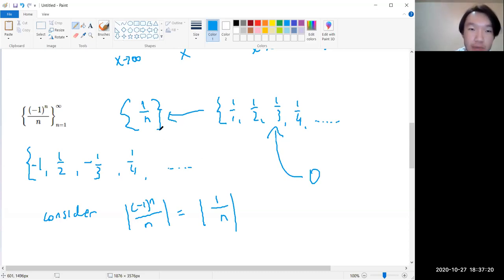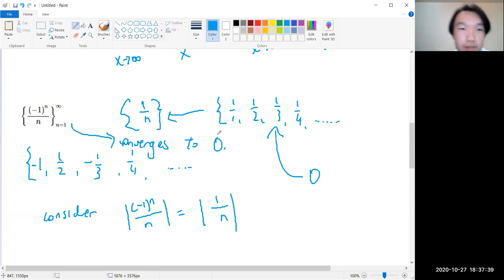So because the absolute value one goes to 0, we can conclude that the original one also goes to 0. So converges to 0. Okay, so that's that.